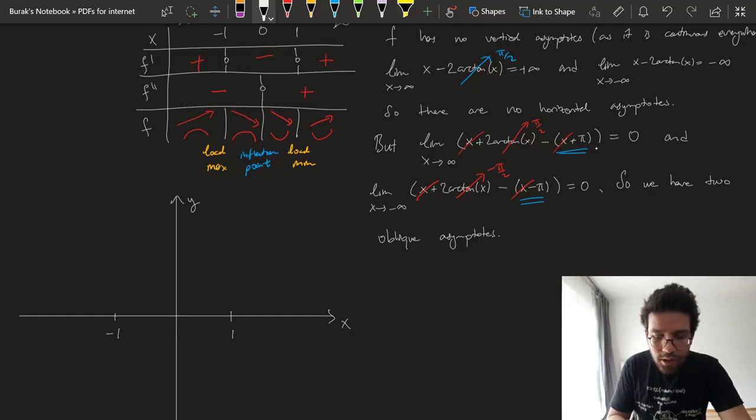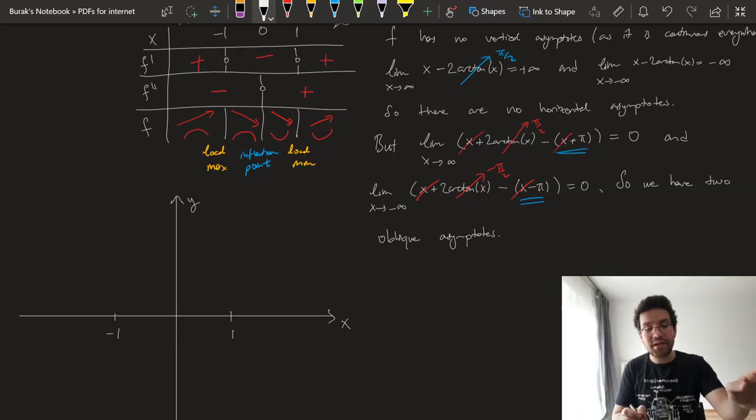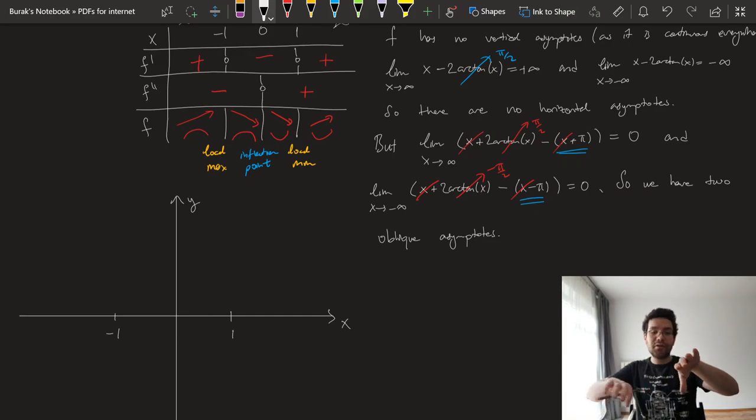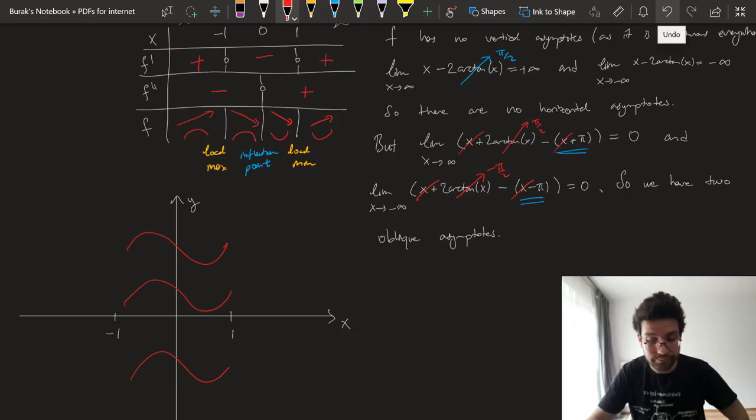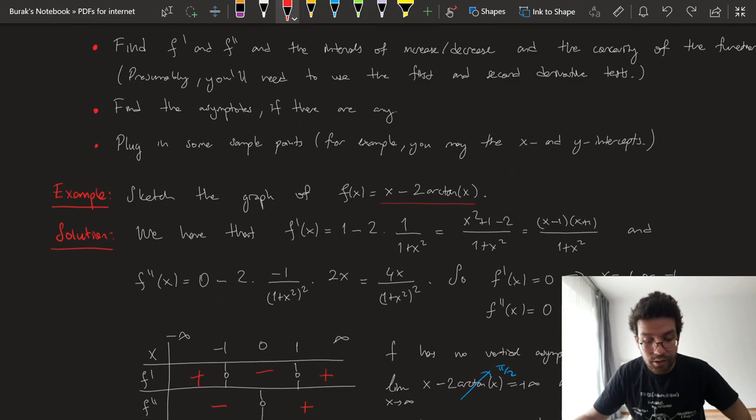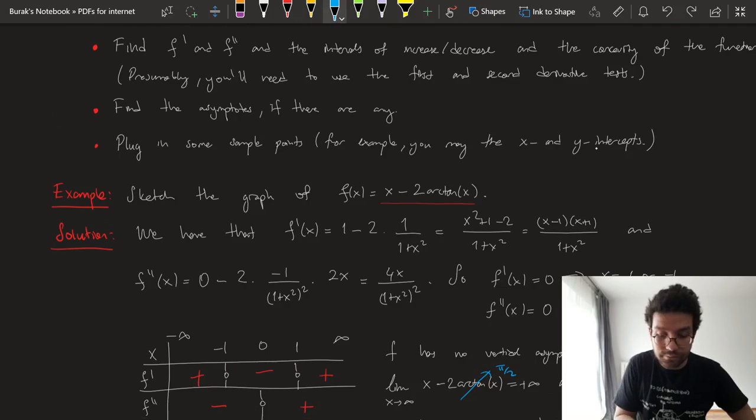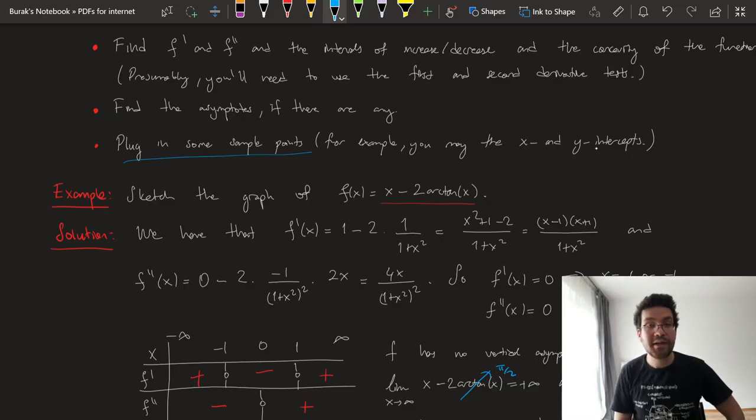Between -1 and 1, my function is decreasing. And between -1 and 0, it's decreasing in a concave down way, then it's increasing in a concave up way. Well, so it looks like this, but maybe it looks like that, maybe it looks like this. So what am I going to do? I don't know which one to draw, so what am I supposed to do? You see, I forgot the third bullet point here. Plug in some sample points.